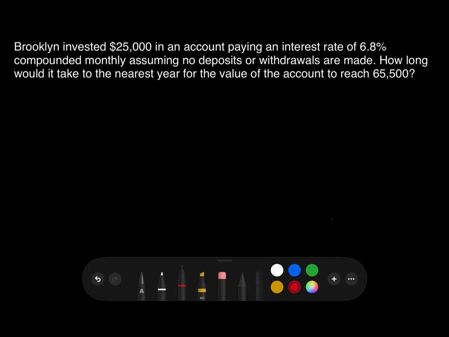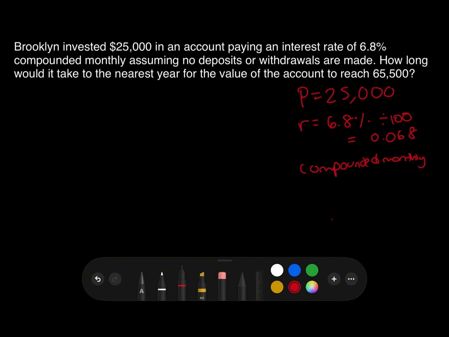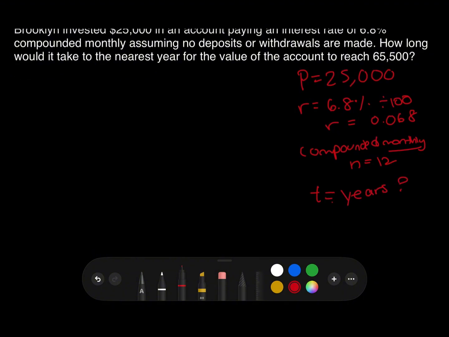We're given our principal value, which is $25,000. We know that our rate is 6.8%, and if we divide it by 100, we would get 0.068. That's our rate, now as a decimal, and it's compounded monthly, so our value of n is going to be 12. It's asking us to find t in years. That we don't know, but it gives us what our final amount should be. So basically, A is $65,500.